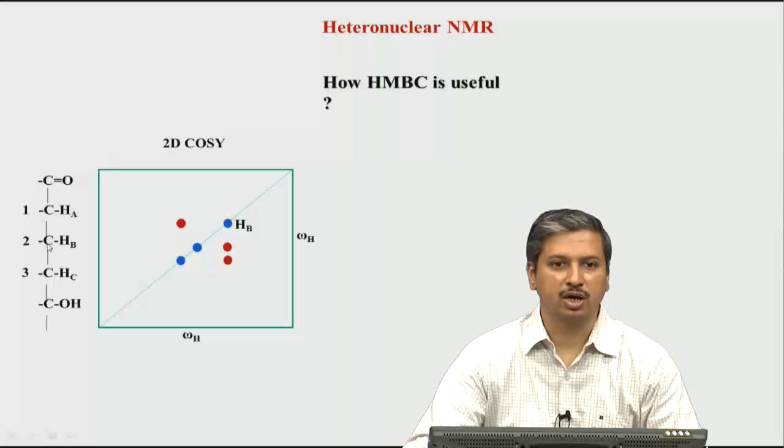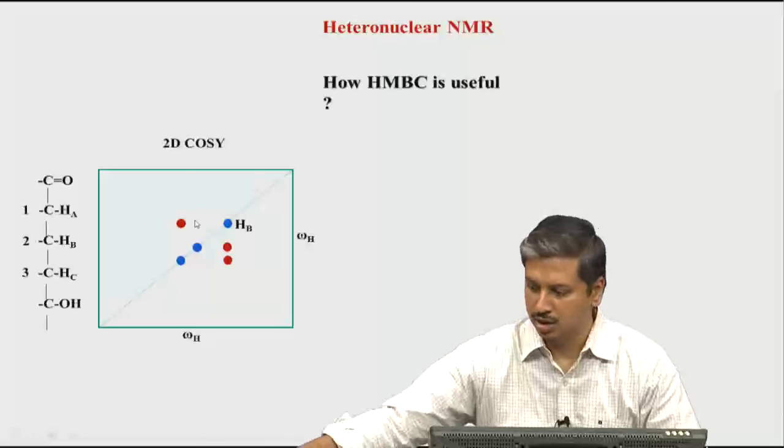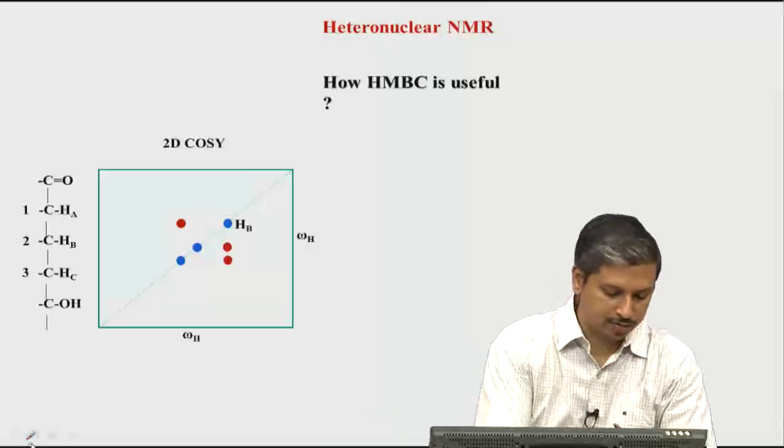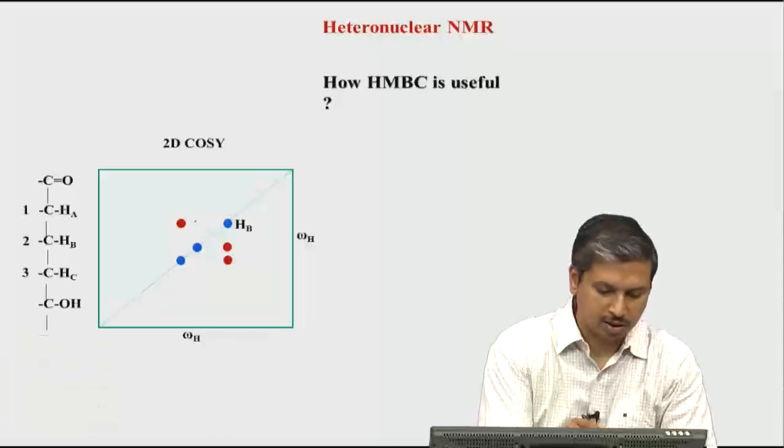So, therefore, I would expect a cross peak between H b and H a and also between H b and H c, because H b is also separated from H c by 3 bonds. So, based on that we have shown the schematic here that H b shows correlation to both C and A. So, there should be a peak here also. So, let me draw that. So, there will be a cross peak here also.